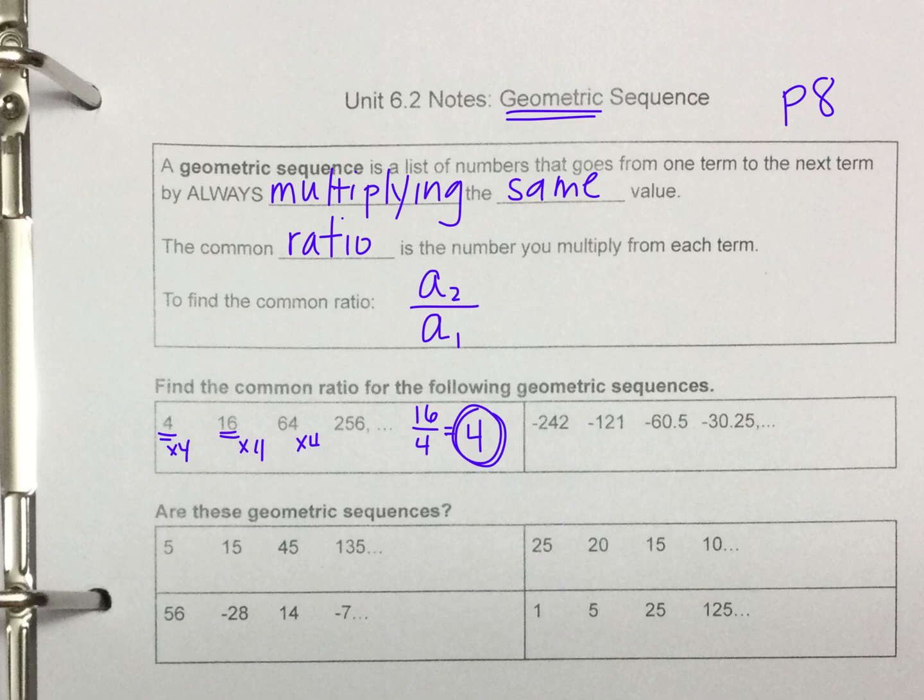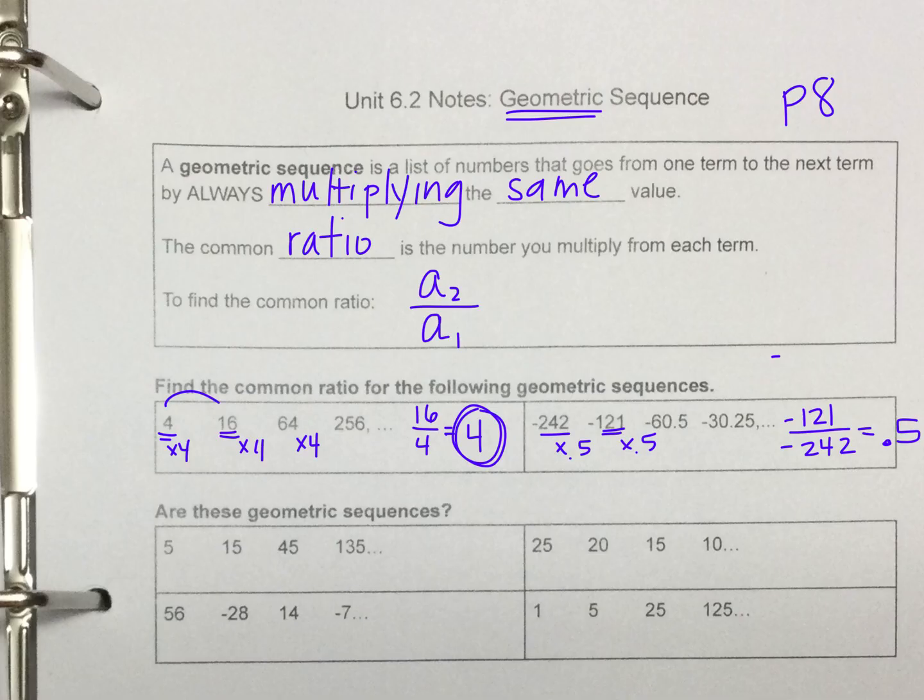This next one's weird. So we will have fractions and we will have decimals with geometric sequences. So I'm going to take my second term, negative 121, and I'm going to divide it by negative 242. When I divide those in my calculator, I get 1/2 or 0.5. I think it's easier to type in 0.5. So that means that each of these terms are going to be multiplied by 0.5 as it goes on and on and on.